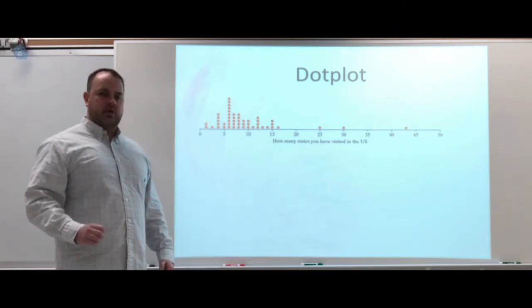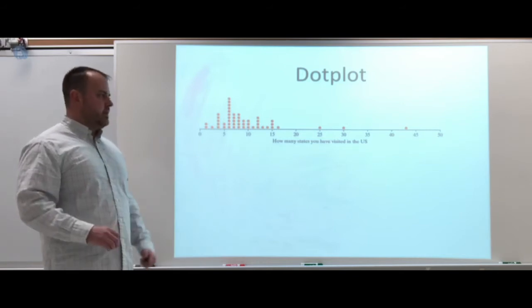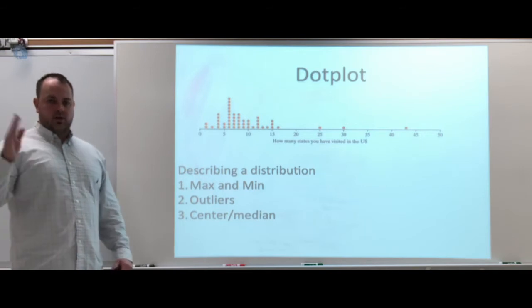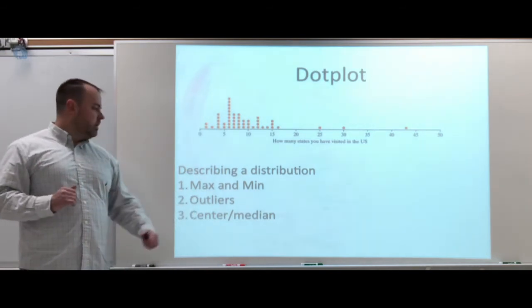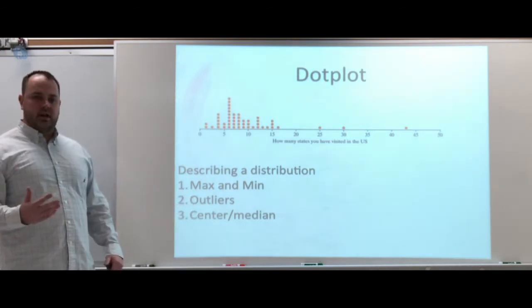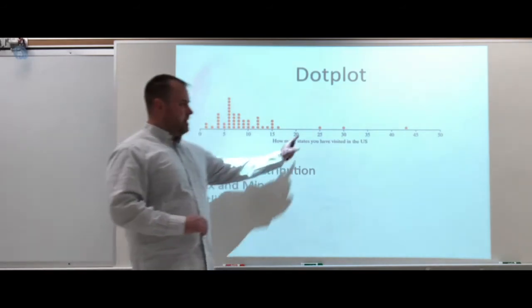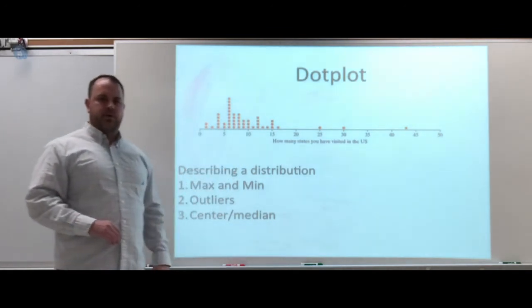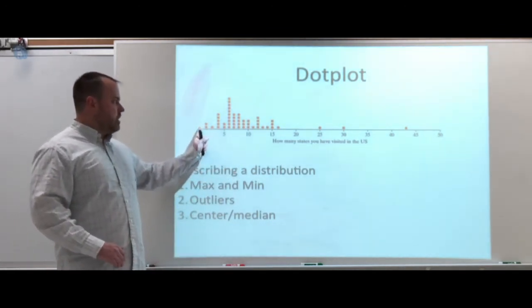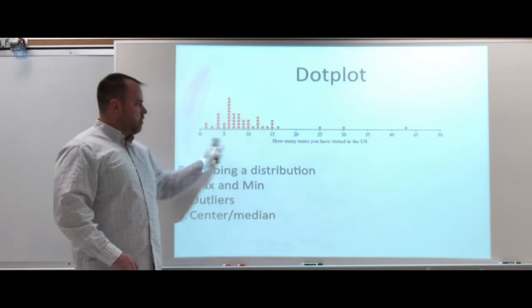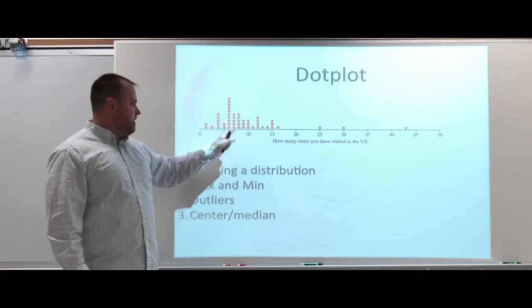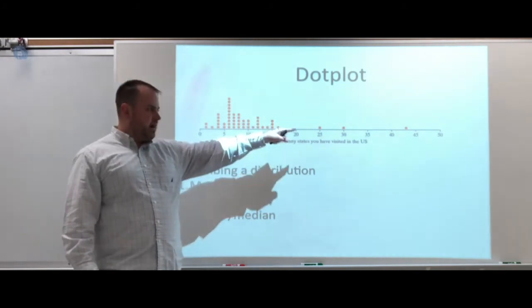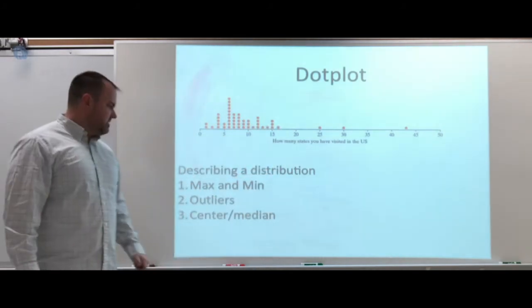Now, if I ask you to describe this, some key things I'd like you to point out are the max and min. Where's the lowest value? Where's the highest value? Then outliers. Would you consider any of these points outliers? I would say maybe these 3 points out here are possible outliers, especially the point at about 43. It doesn't fit the pattern. The majority of students fit between 0 and say 16, so that 25, 30, 43 might be considered outliers.